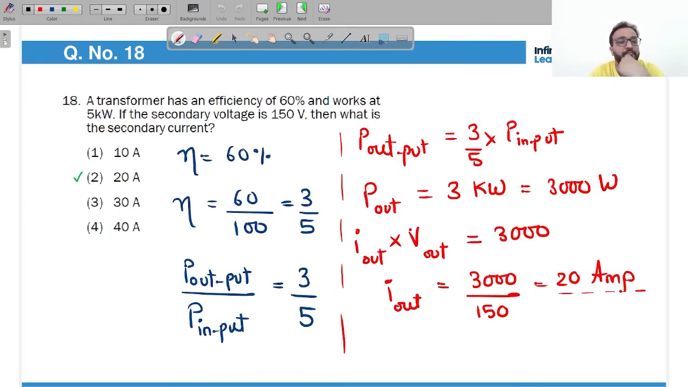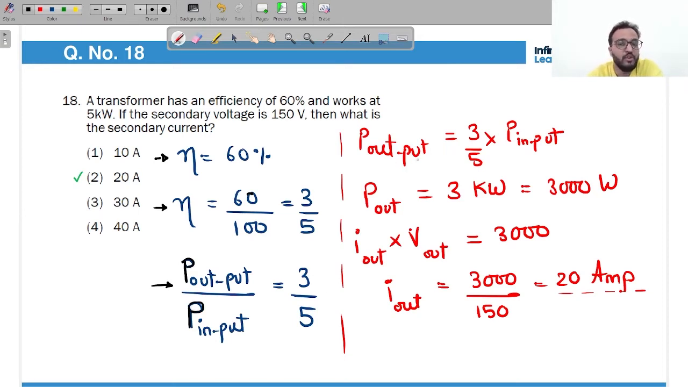Now 18th question. A transformer has an efficiency of 60% and works at 5 kilowatts. If the secondary voltage is 150 volts, then what is the secondary current? Fine. What is efficiency? 60%. 60% means fraction wise it is 3 by 5, anyway 60 by 100 or 3 by 5. Now, what is the formula for efficiency? P output upon P input. Yes or no? Output power upon input power.